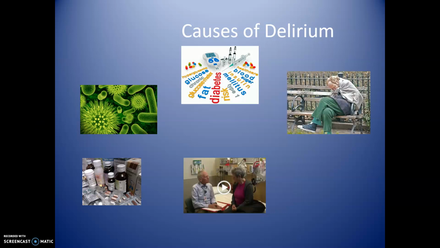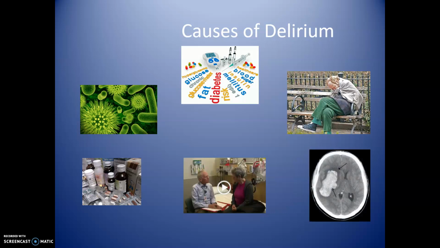Another common and important cause of delirium is acute mental illness and alcohol and illicit drugs. And finally, intracranial pathology such as intracranial bleeds or strokes may also cause delirium in older people. However, it's important to understand that it's not the major cause. It's usually due to other things that we mentioned before.